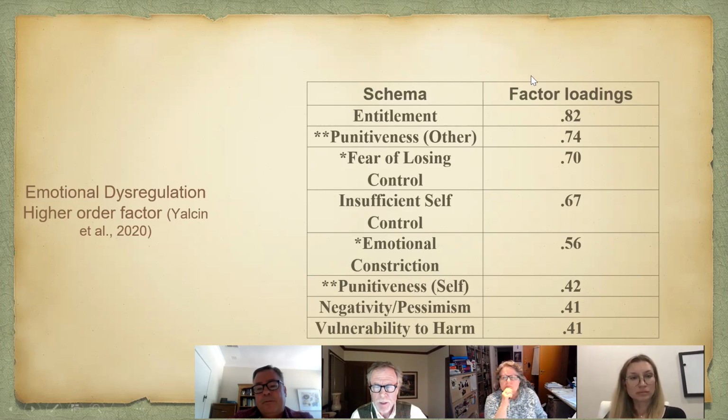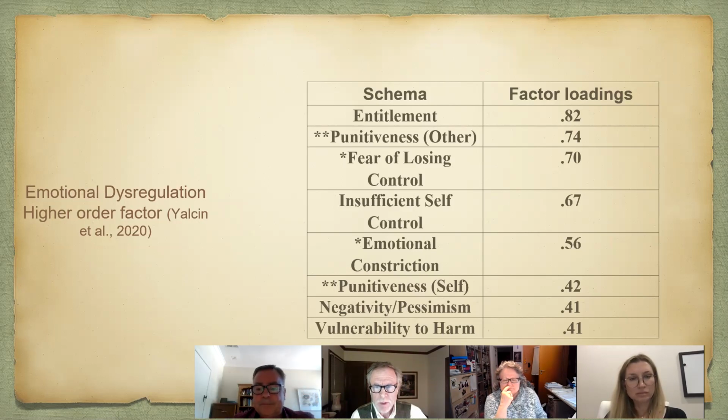So the items for fear of losing control are part of emotional ambition, but they're not on the short form. So one of the reasons you might get this different clustering of the schemas is because you have a whole bunch of items that are picking up some variance in schema that isn't picked up by the short form.